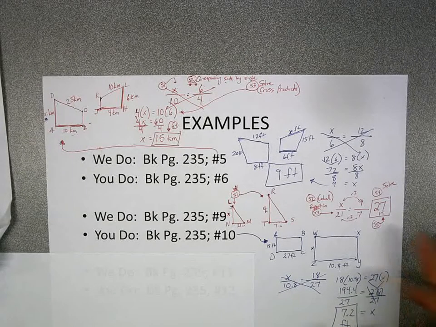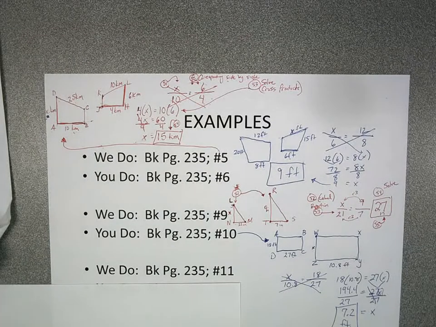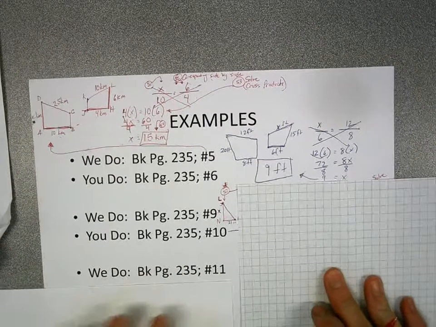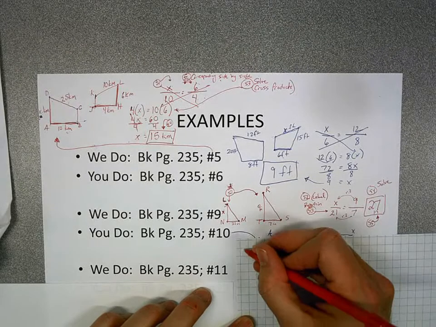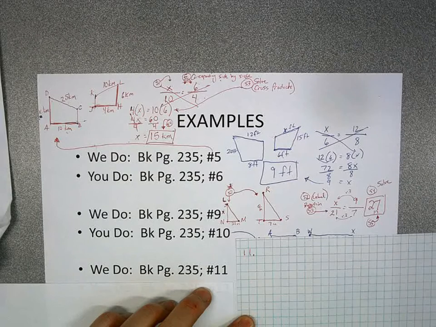Okay, here's what I want to take a look at: one other last type of problem. Let's take a look at number 11. Here's what we're going to do. I'm going to go ahead and grab my graph paper. The problem for number 11 says, using a scale factor of 2/3, draw and label a rectangle similar to the rectangle ABCD.